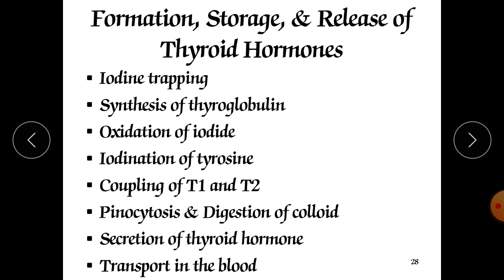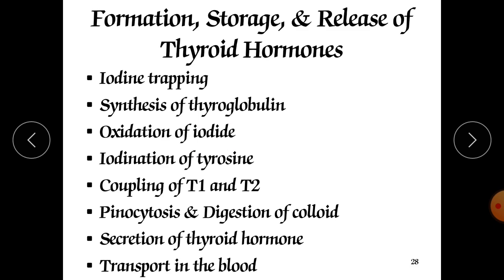After this, the next important stage is oxidation of iodide. Whatever iodide ion, I minus ion, is getting produced, how is it going to be oxidized? What is oxidation? There is addition of oxygen to that iodine ion. So some of the amino acids of thyroglobulin, the tyrosines, will become iodinated.